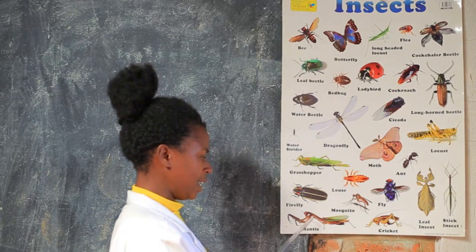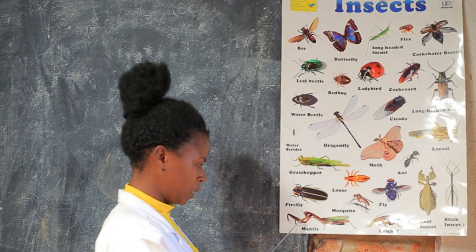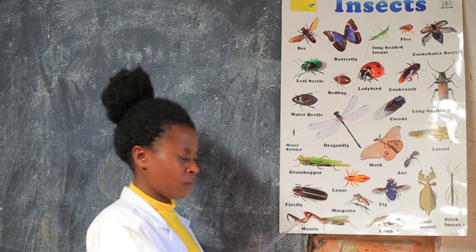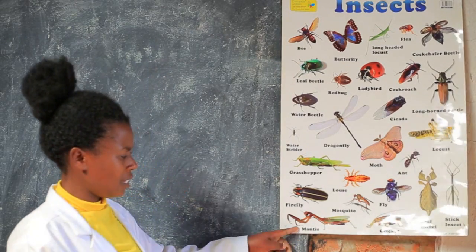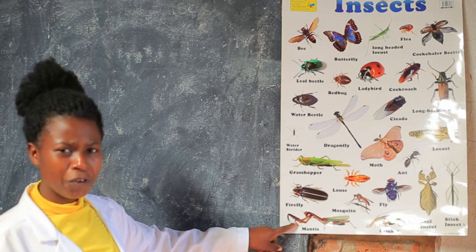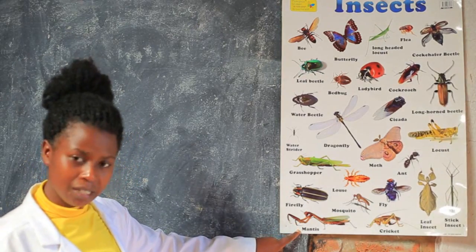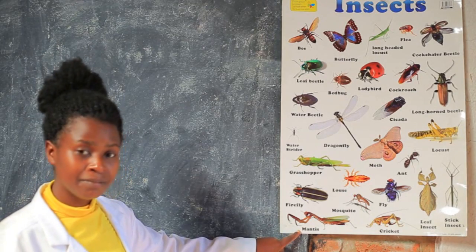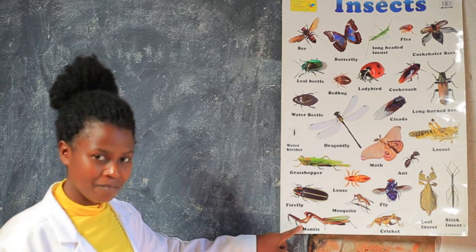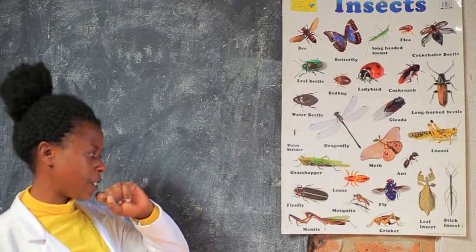So, who can tell me what this is? Very big, with long legs. Have you ever seen it? It looks very ugly. It's called a mantis. Everyone say mantis. Mantis. It is also around in our environment.